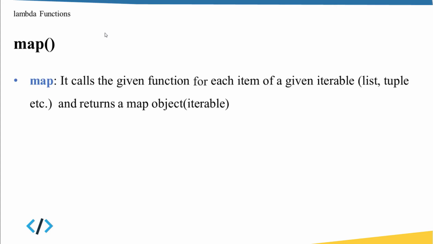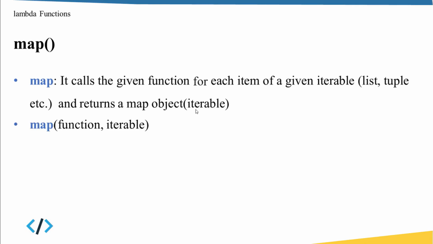Now let's talk about the map function. As I mentioned before, one of the main use cases of a Lambda function is to pass this function as an argument to another function. Map is one of these functions that take a function as an argument. Map calls the given function for each item of a given iterable, and the iterable could be anything, list, tuple, etc., and returns a map object.